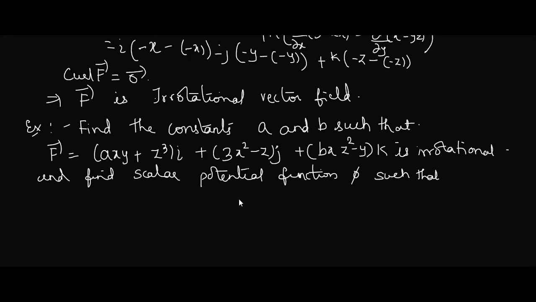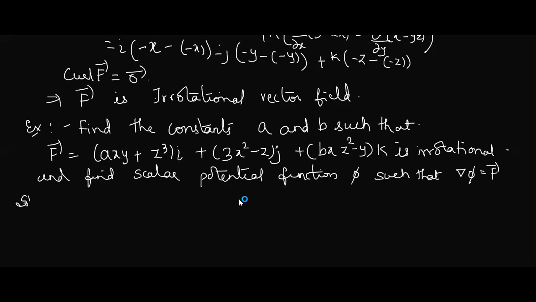Anybody remembers how a scalar potential function exists? What is the condition it satisfies? Del phi equal to f bar. This is the whole expression. Everything you have to use.